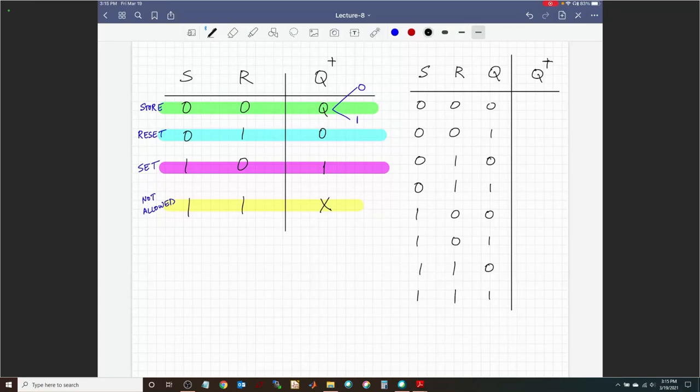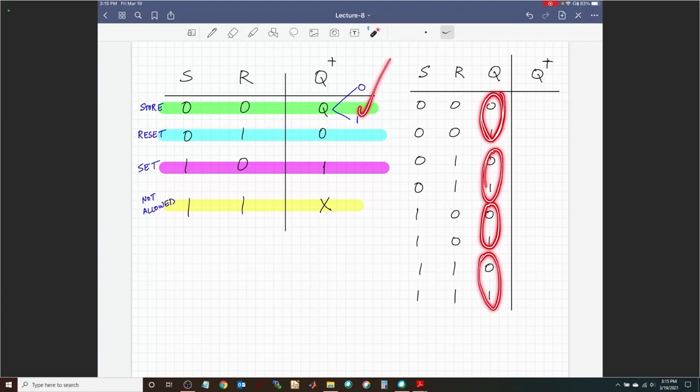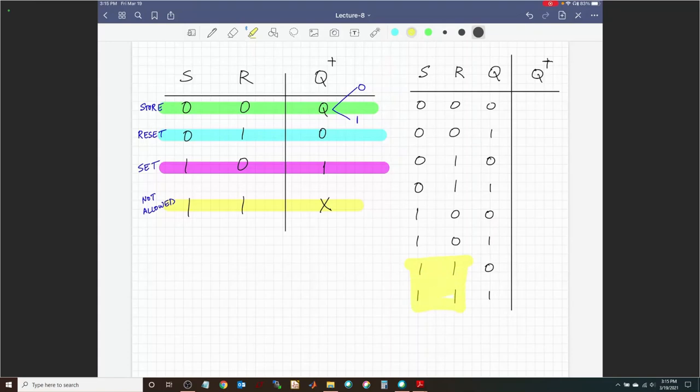So I'm simply capturing both possibilities of Q in every one of those four states: store, reset, set, and not allowed. So I suppose I can also color code this, right? Like these two guys are going to be my not allowed state. And pink, these two guys are my set state. And these two guys are my reset state. And these two guys are my store state.